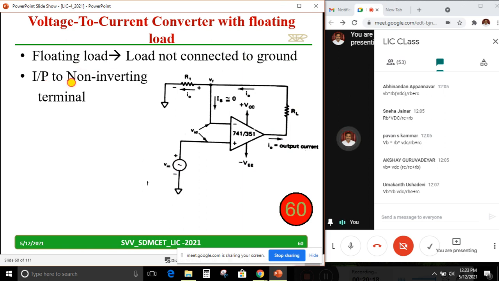Input is given to the non-inverting terminal, and whenever I say this is a ground, this will be what? When V1 is grounded, V2 is called as, anybody type, those who are actively listening to the class? Are you there in the class? Pooja, thank you, virtual ground. Thank you, Pooja, Ulvesh.